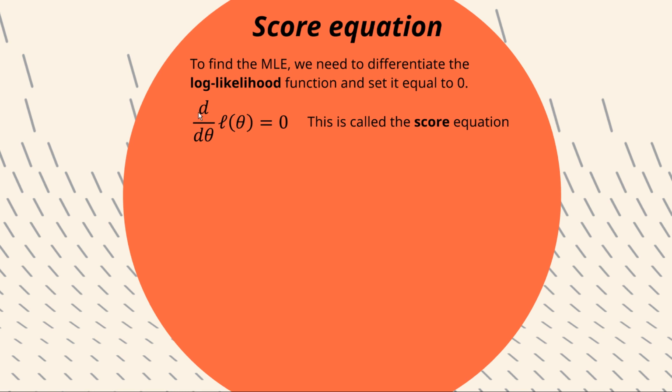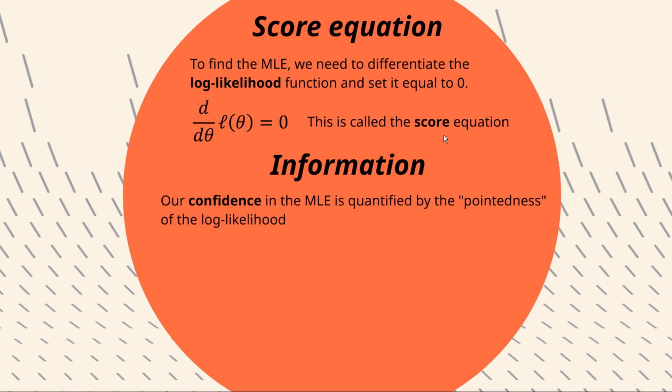So we set the differential of this log likelihood equation equal to 0, and this is now called our score equation. So in solving that, you will find your MLE. But we're not just concerned with finding the MLE. We want to know how confident we are about it. And I've written here that our confidence in the MLE is quantified by the pointedness of the log likelihood. So if you recall those graphs from the previous slide, the pointier or the more peaked our log likelihood function, the more confident we are in our MLE, and thus the smaller the confidence intervals we will create.